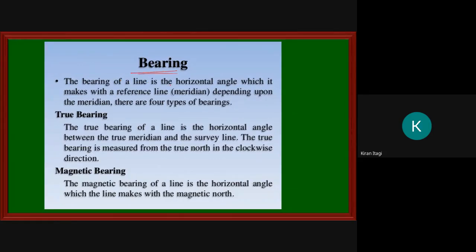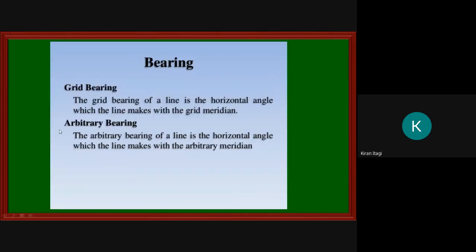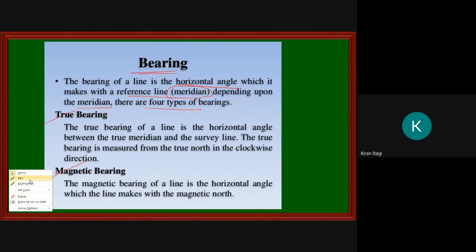Bearing. The bearing of a line is the horizontal angle which it makes with reference to a meridian. Depending upon the meridian, there are four types of bearing: true bearing, magnetic bearing, grid bearing, and arbitrary bearing. For us, these two are most important: true bearing and magnetic bearing.